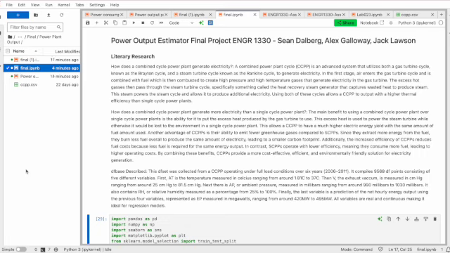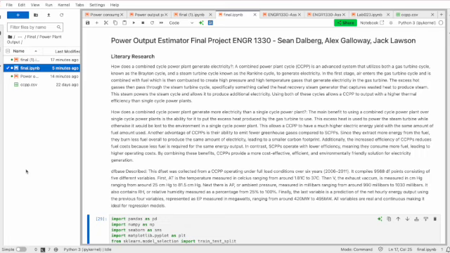A little bit about a combined cycle power plant: it is an advanced system that utilizes both a gas turbine cycle known as the Brayton cycle and a steam turbine cycle known as the Rankine cycle to generate electricity. In the first stage of a CCPP, air enters the gas turbine cycle and is combined with fuel, which is then combusted to create a high pressure and high temperature gas that generates electricity in the gas turbine.